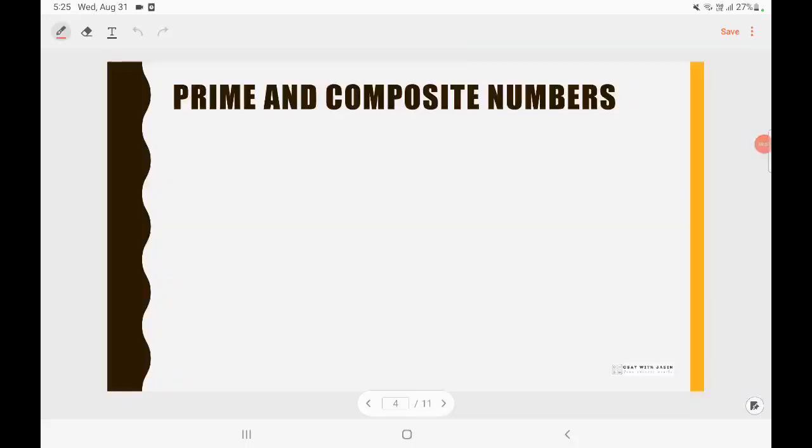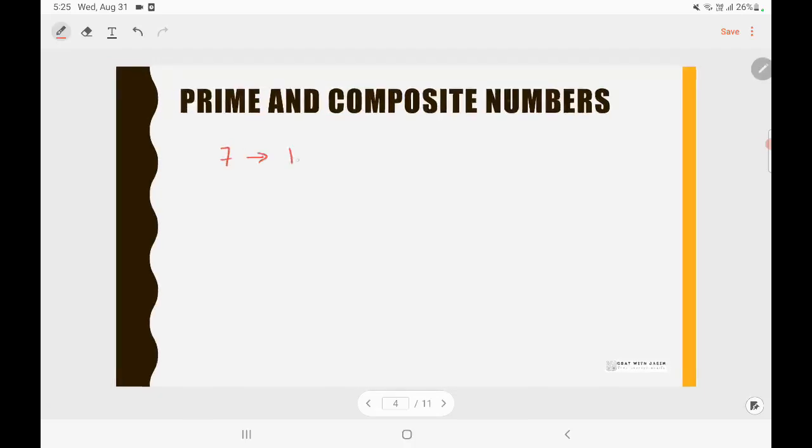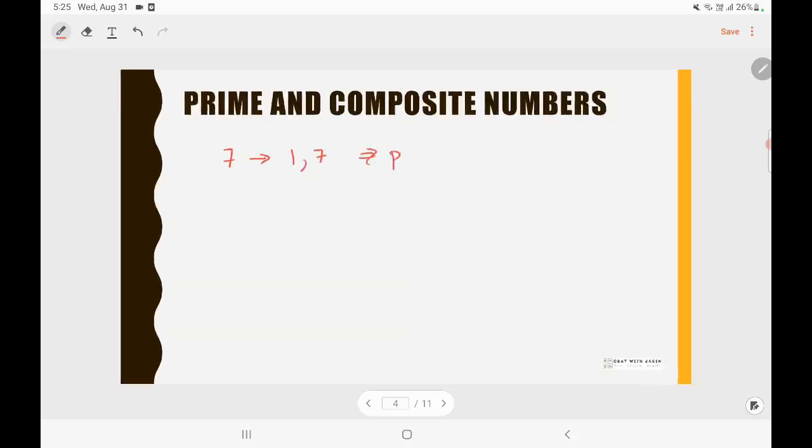Now let's look into the concept of prime numbers and composite numbers. A prime number is a number which has only 1 and that number as factors, and all the other numbers are composite numbers except 1. Composite numbers are those numbers which have more factors than 1 and the number itself. I will give you some examples. Let's take the example of 7. 7 has only 1 and 7 as factors, so this is a prime number.